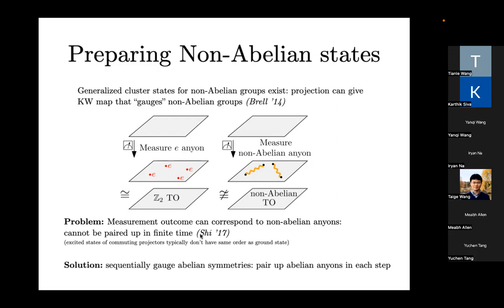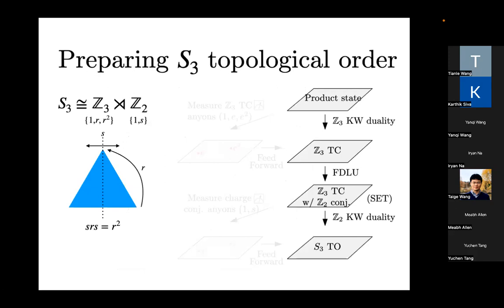If you did that all at once, it's equivalent to this: if you gauge the first abelian symmetry and leave the charge dangling, when you further gauge, this might become a non-abelian anyon later on. So it's important to clean that up at every step. Let me give an example: preparing S3 topological order.